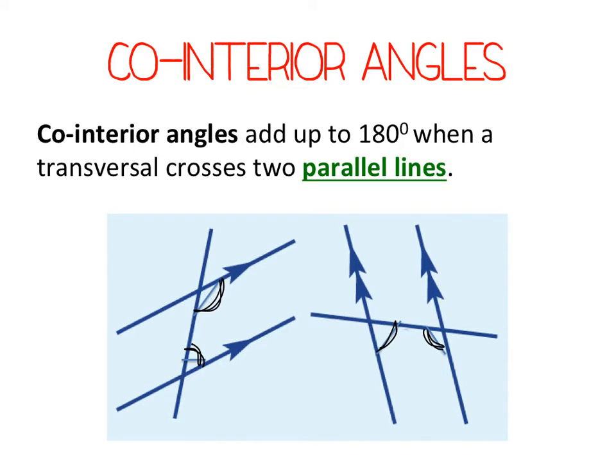Okay, how I remember co-interior is, look what letter they form. Boop, boop. A C. Okay, now this one's like an upside down on the side C. Okay, but they both form a C. And unlike their friends, the corresponding and the alternate angles, they actually add up to 180. So corresponding equal, alternate equal, co-interior 180.